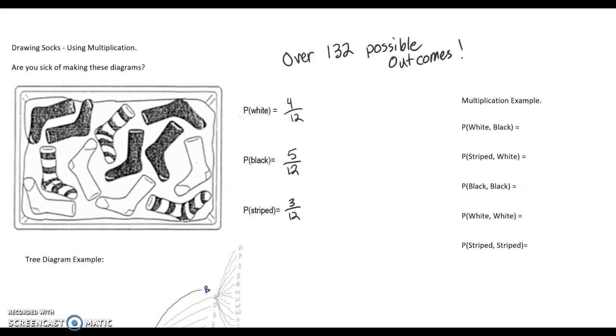Hi guys, so today's our last lesson on probability, and today we're going to talk about the product rule. With the product rule, it makes life so much easier because we don't need to make a tree diagram or an area model anymore.